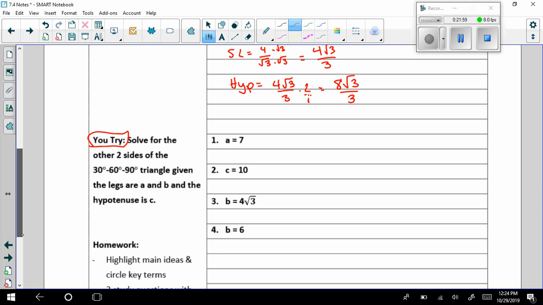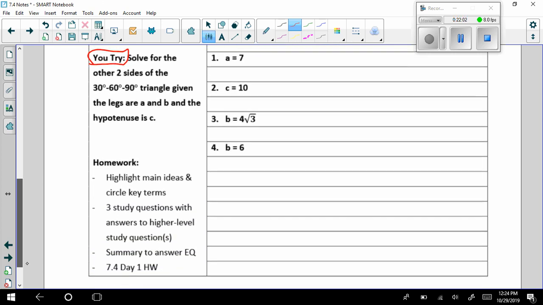Go ahead and try those 30, 60, 90 ones. And that is that for that lesson.